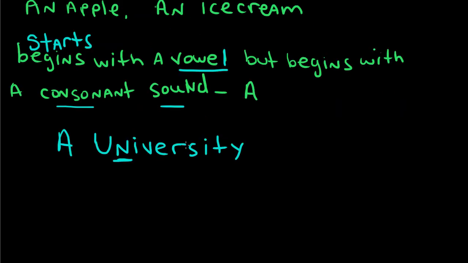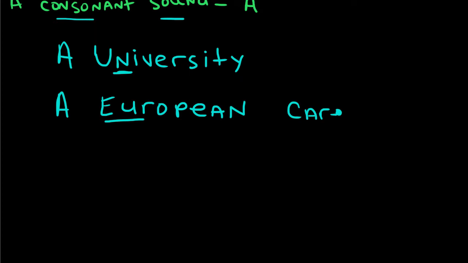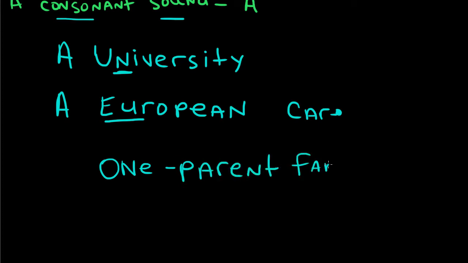Let's look at another example. European. It's a because European has a consonant sound. A European car. Let's look at another example. One-parent family. Here it has a consonant sound, so we say a one-parent family, not an one-parent family.